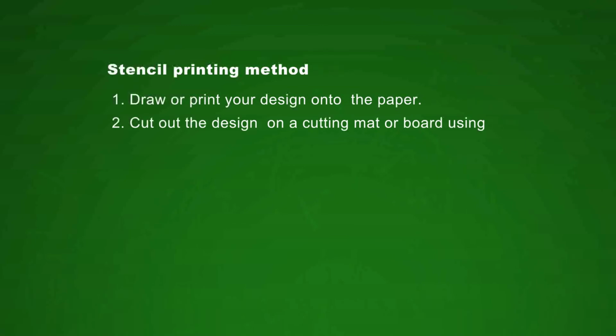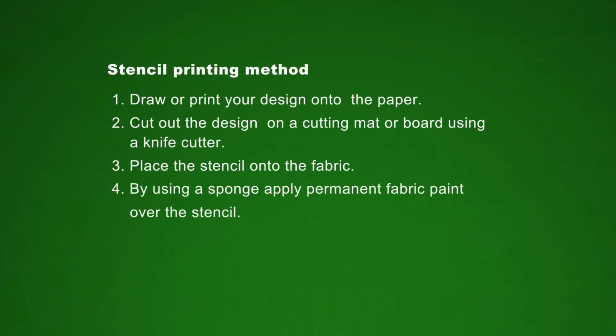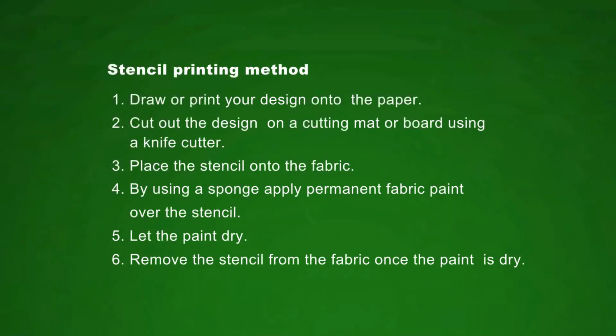Stencil printing method. 1. Draw or print your design onto the paper. 2. Cut out the design on a cutting mat or board using a knife cutter. 3. Place the stencil onto the fabric. 4. By using a sponge, apply permanent fabric paint over the stencil. 5. Let the paint dry. 6. Remove the stencil from the fabric once the paint is dry. 7. Iron the printed fabric on the wrong side.